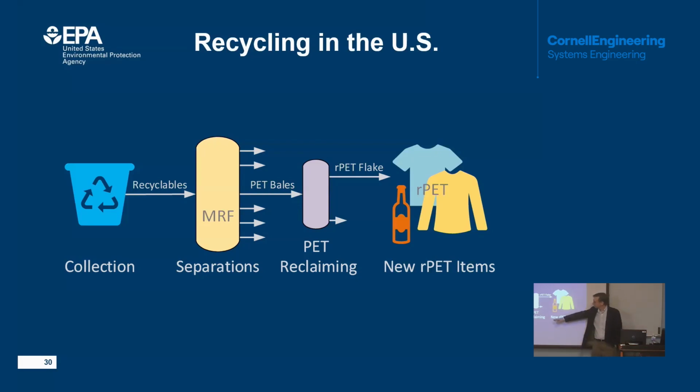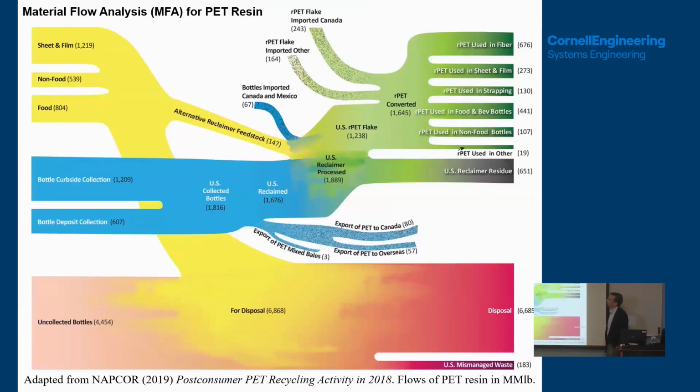But those need to be improved. The PET bale is not ready to be made into products. It has to be cleaned up. And so there's a step called reclaiming that creates a flake that is usable in these systems to make new recycled products. And this could be incorporating just a certain amount of recycled PET in a new product. So this is what the material flow looks like for PET resin.